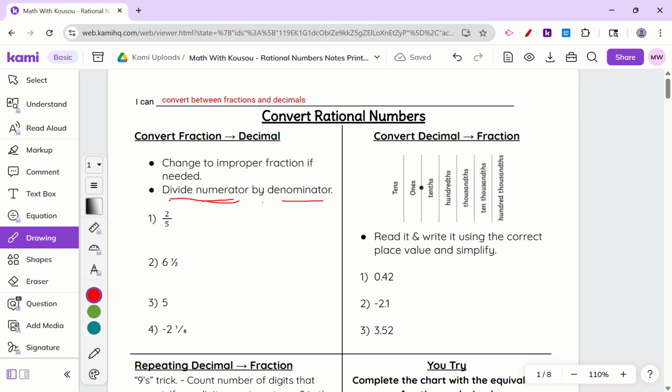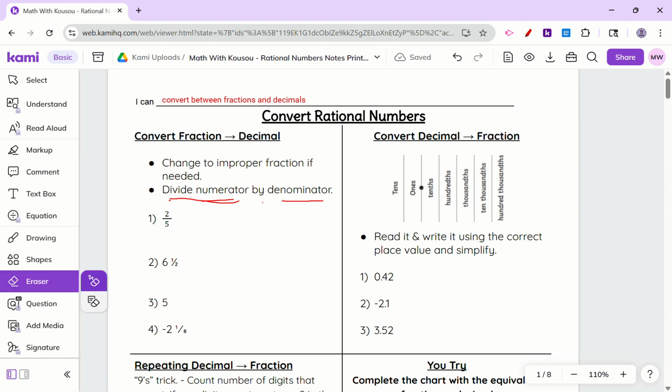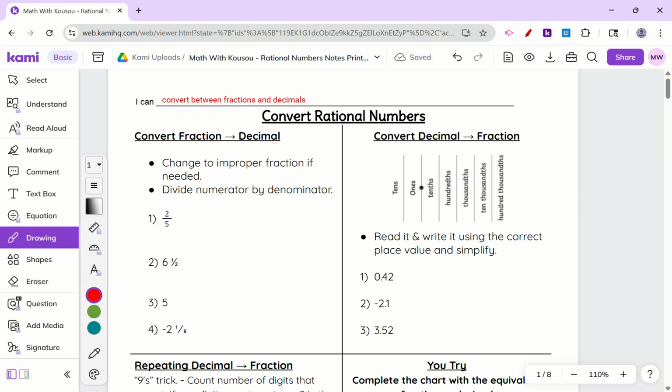So we are going to start off first with dividing the numerator by the denominator. So we're going to do 2 divided by 5. This is really going to be 2 divided by 5. And when you do that in your calculator, you end up with 0.4.